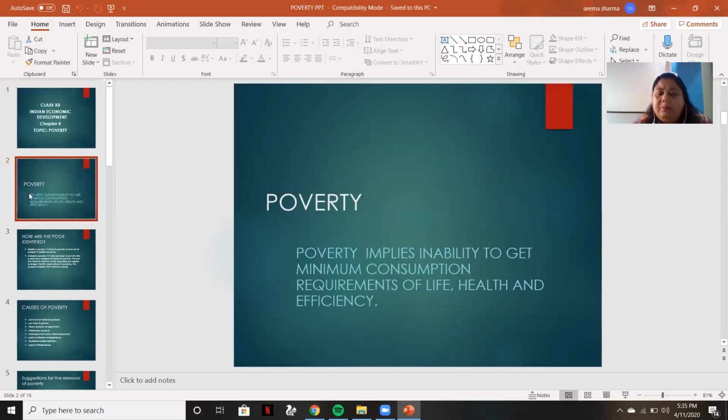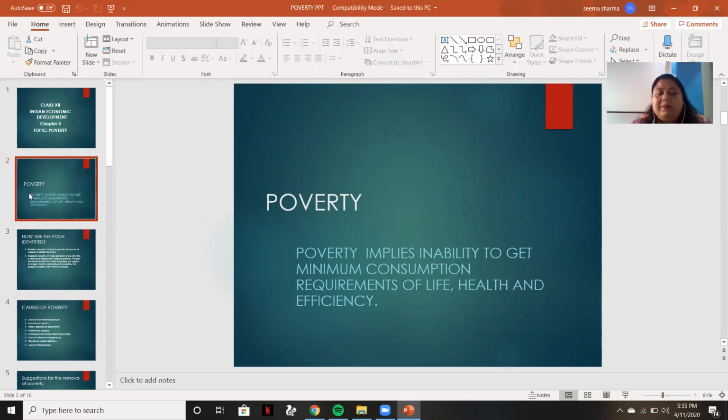As we all know, poverty is a very common word which we use in our daily life. And you must be aware of poverty as it has been a part of your syllabus in class 9th as well. But let us once again discuss what you understand by the word poverty. Poverty is actually a condition of a person when he or she is not able to fulfill its basic need. So, poverty implies inability to get minimum consumption requirement of life, health, and efficiency.